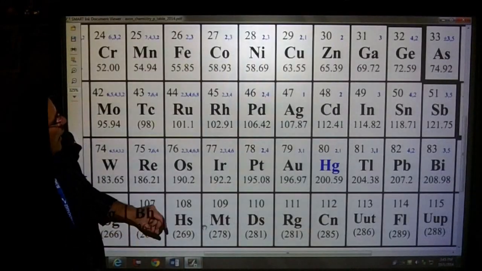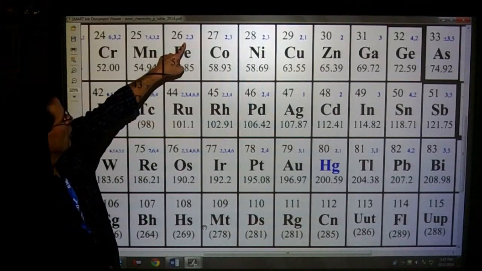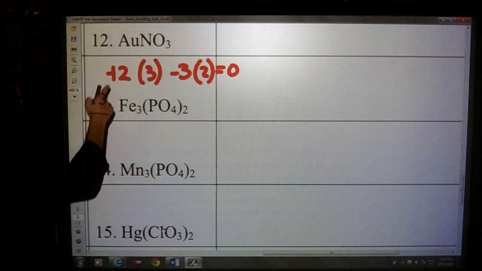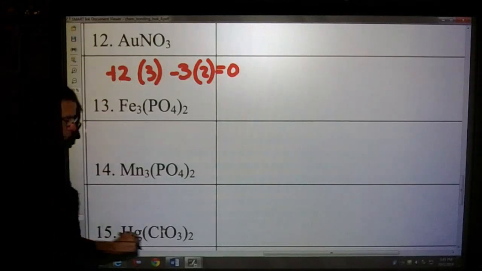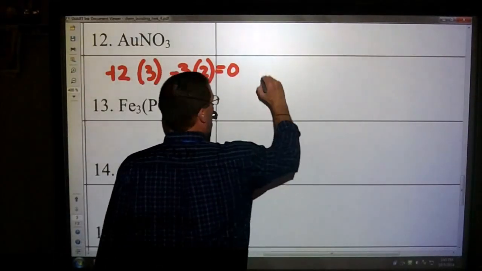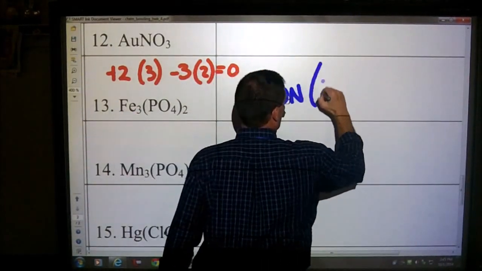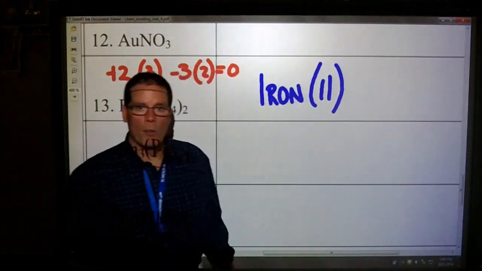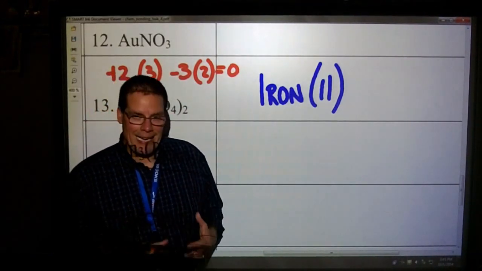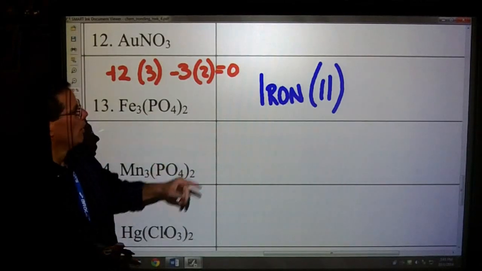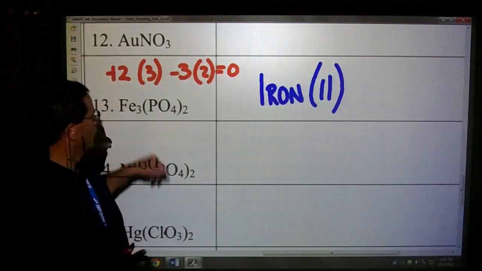Checking the charges for iron. Iron again can either be a 2 or a 3 charge. So what that means is it has a +2 charge. So when we write this out, we're going to go iron, Roman numeral 2. Okay? Remember, the Roman numeral tells us the charge on each metal atom, not all the metal atoms. So it's iron, Roman numeral 2, phosphate.